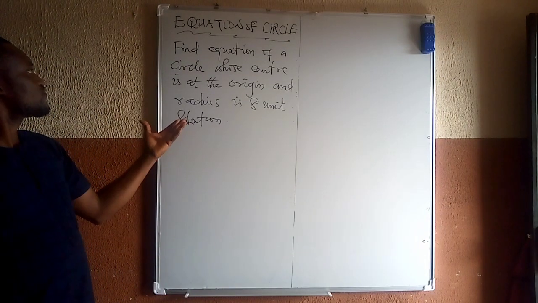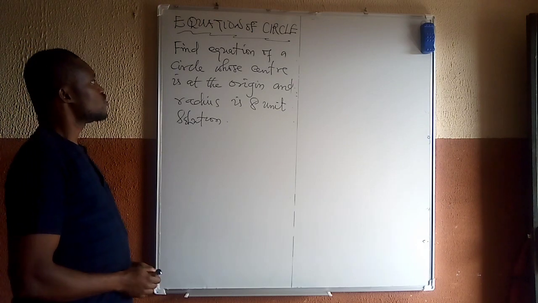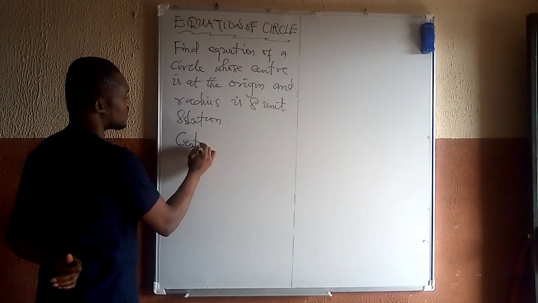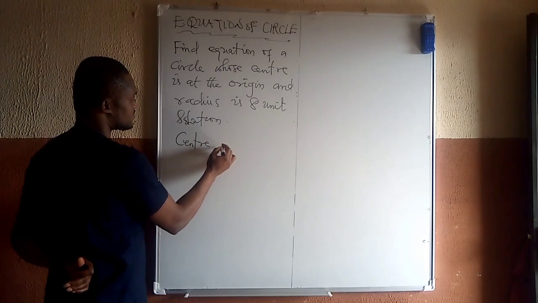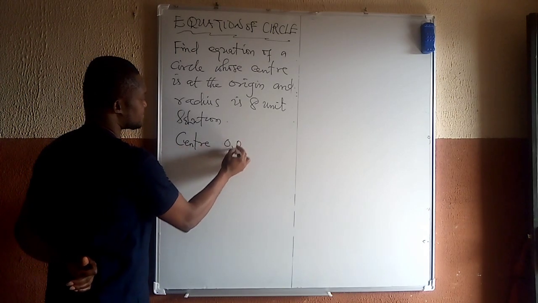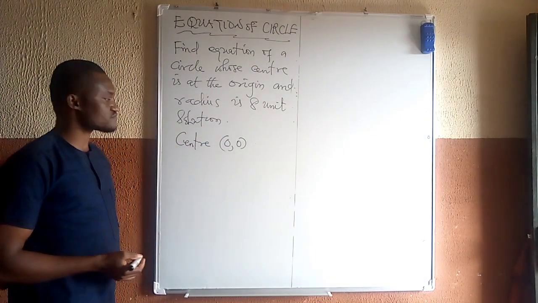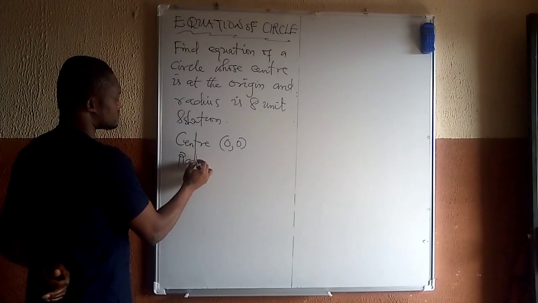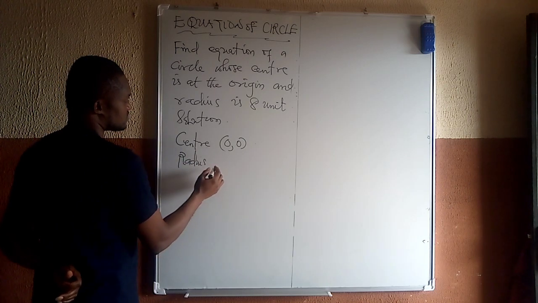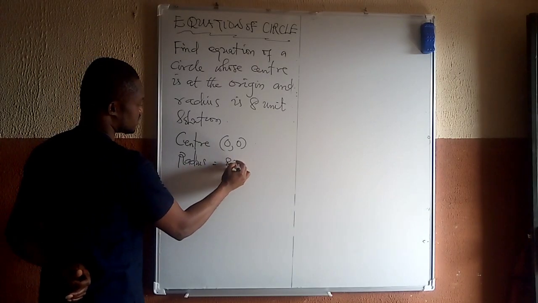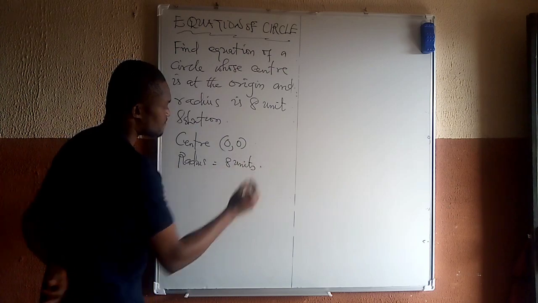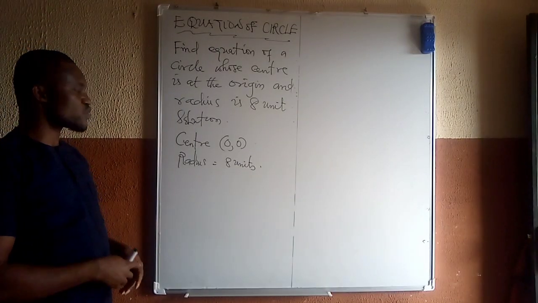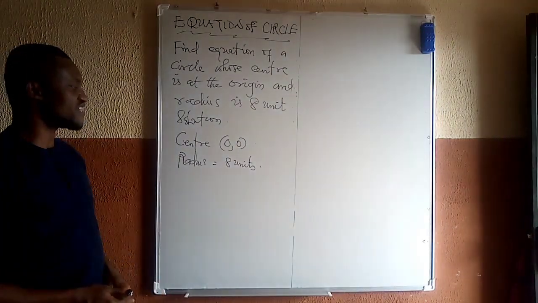Now, from the question given, you have the center of the circle given as 0, 0, that is origin. And the radius of the circle is given as 8 units. Now, with this center and the radius, you can quickly solve to obtain equation of a circle.